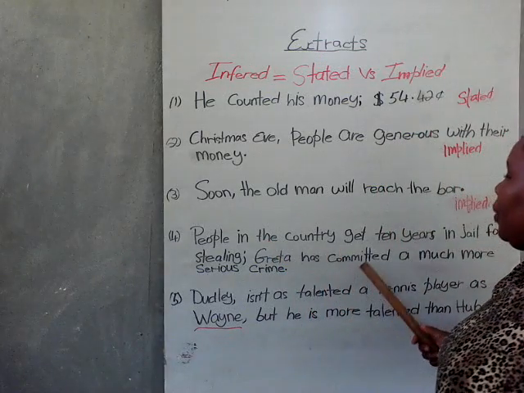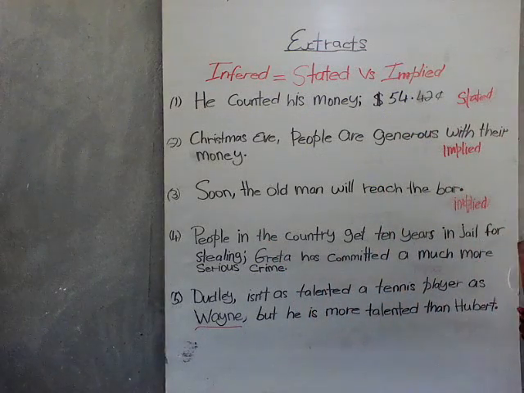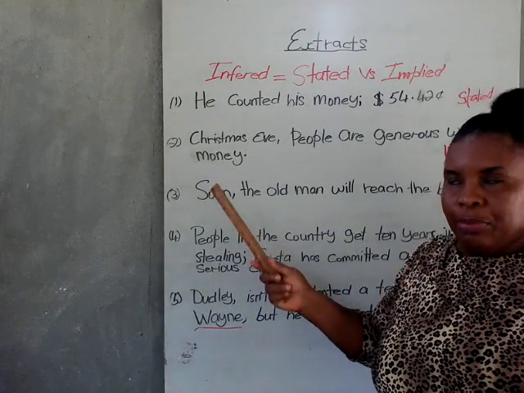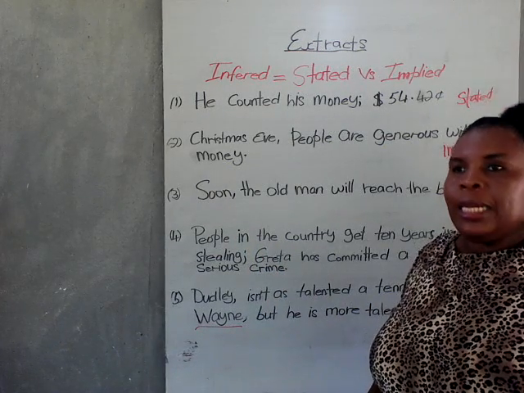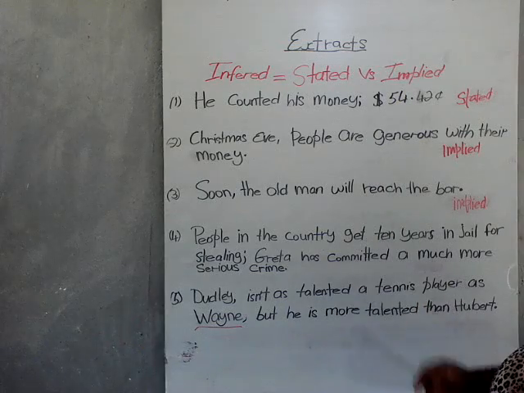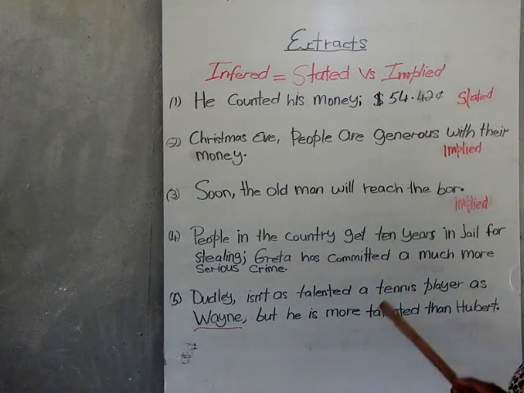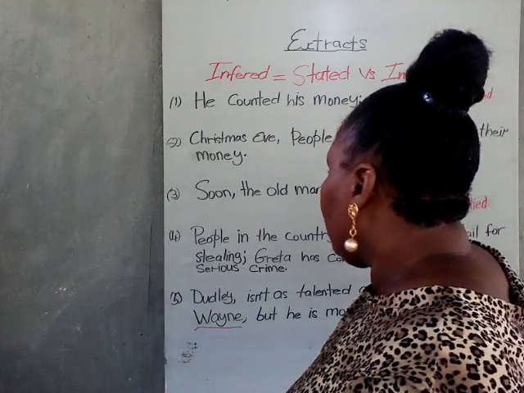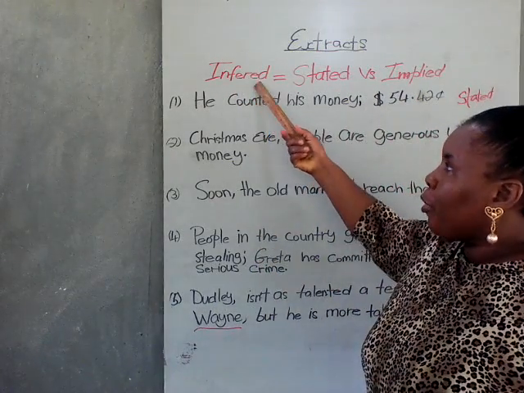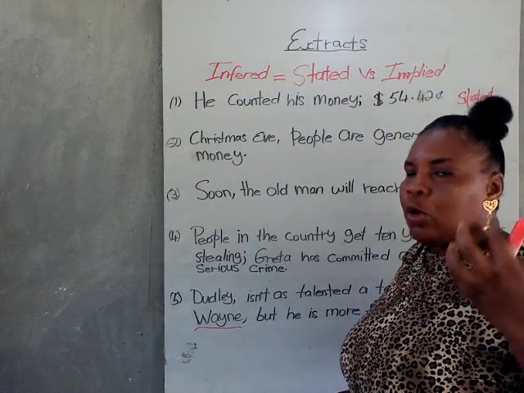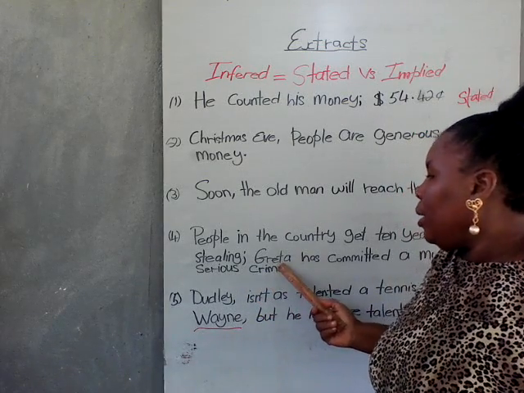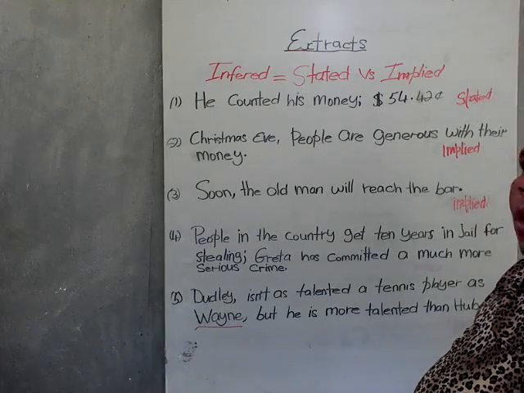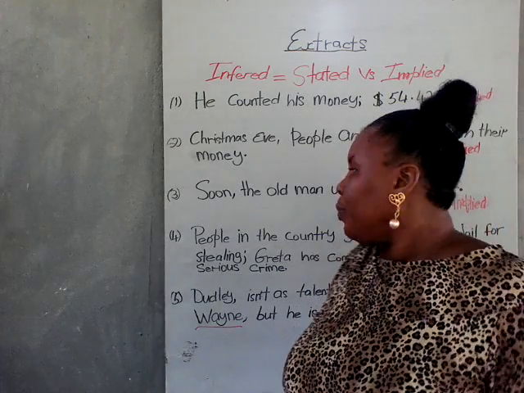People in the country get 10 years in jail for stealing. So in the countryside, probably more than in the city, people will get 10 years for stealing. Greta has committed a much more serious crime. From this we can imply or infer, we are drawing the conclusion, that Greta lives in the country, right?